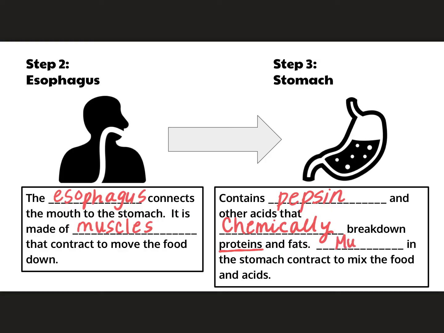The stomach also has muscles, and the muscles in the stomach also contract to mix the food with the acid. So kind of like if you had a Ziploc bag filled with something and then you squeezed it with your hands, that's kind of the motion or the action that the stomach uses to mix the acids and enzymes with the food that is now inside the stomach.